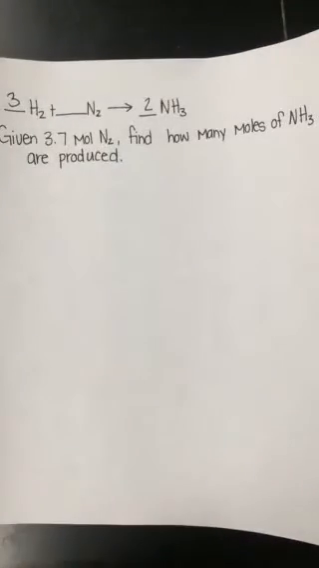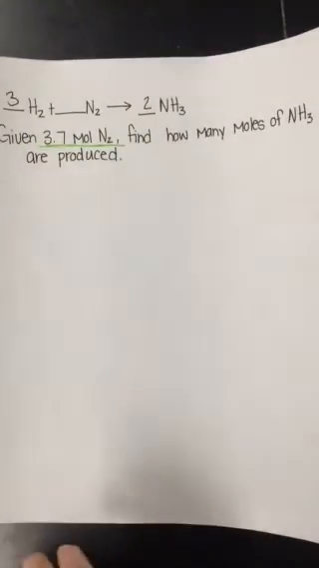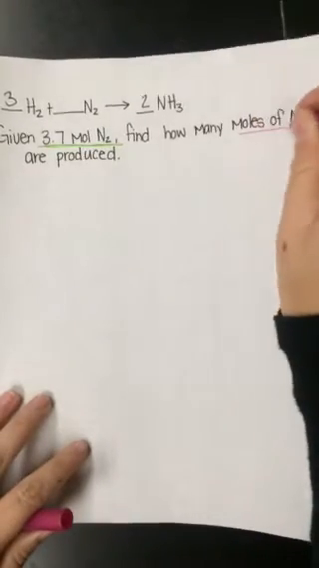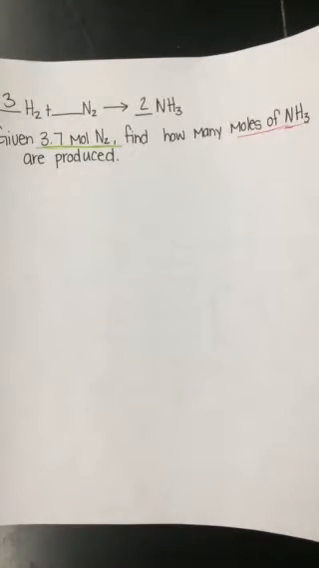So we're going to solve these just like we would solve other problems in this class. We're going to underline our given in green. So when you read this, your given is right here, 3.7 moles of N2. And we're also going to underline our wanted in pink or red. And our wanted is moles of NH3. We're going to also set up a roadmap. So let's go ahead and do that.